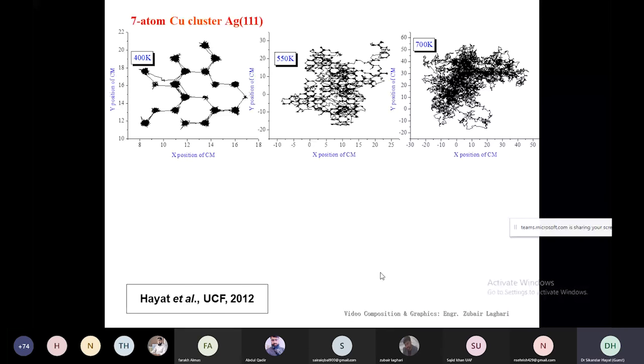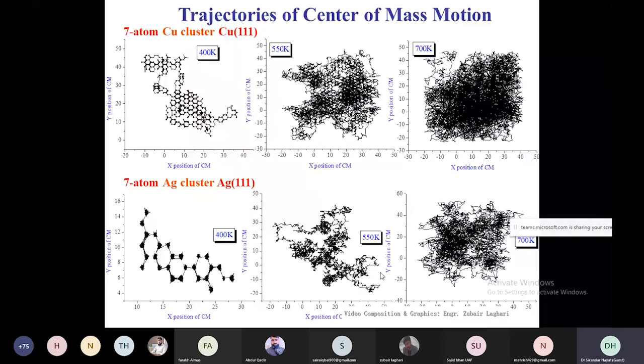Now we can give some reason why these are the different behavior. All three cases, two for the homogeneous and one for the heterogeneous, are showing different behavior. Actually, copper and silver: in the case of copper, the atomic radius is almost 30% less than silver. These are the energetics. That's why copper's diffusion is relatively high as compared to the silver one.